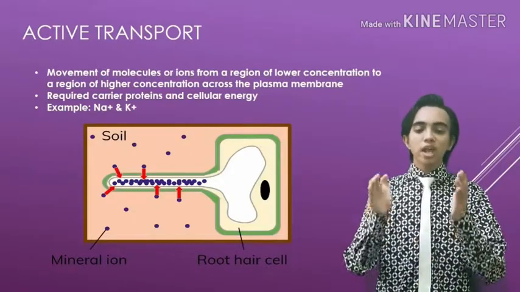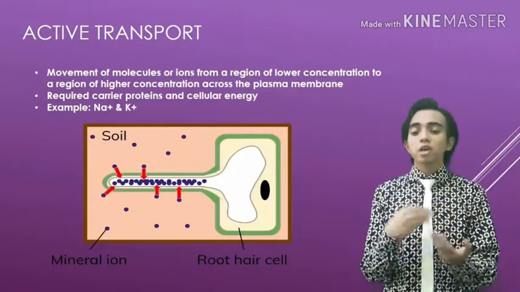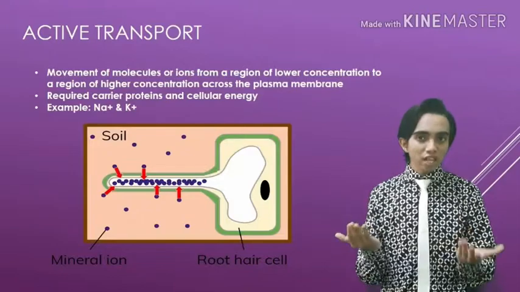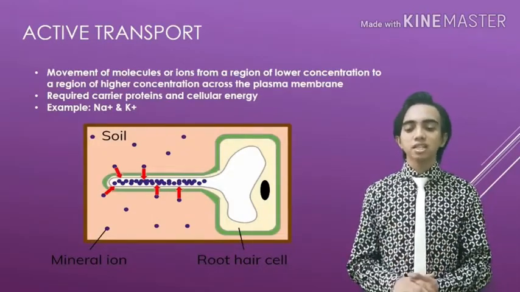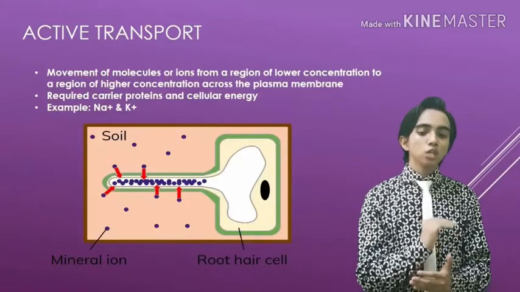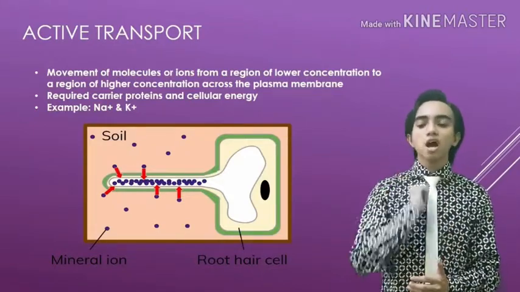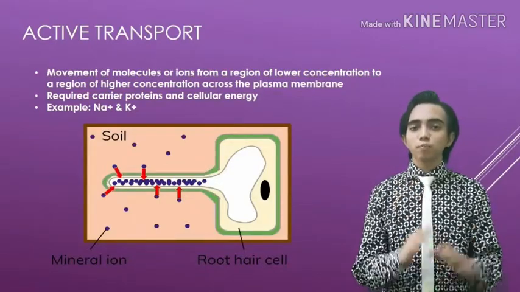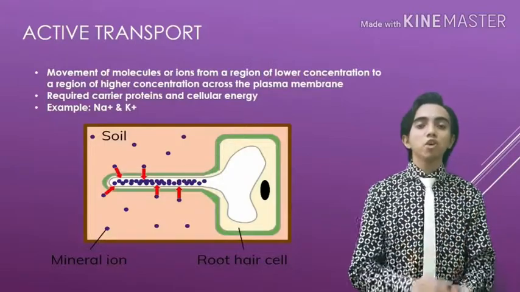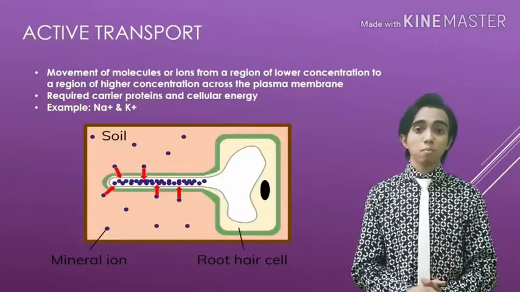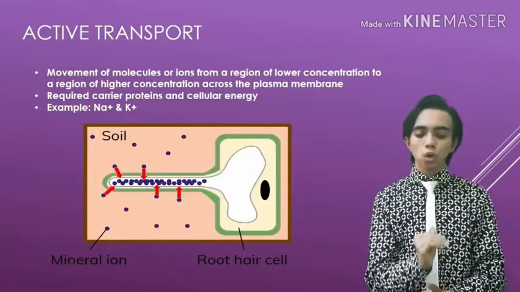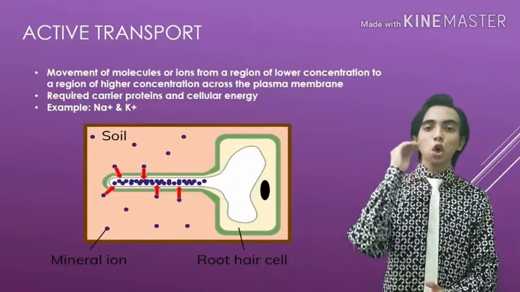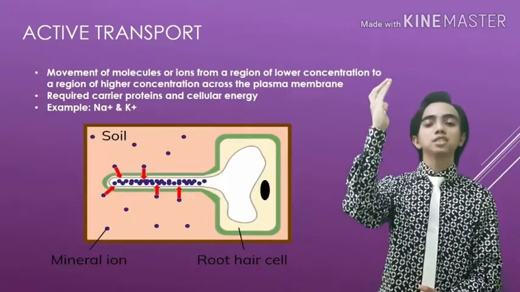Now we'll focus on active transport. So how can active transport happen? It happens when molecules or ions move from a region of lower concentration to a region of higher concentration across the plasma membrane. So it's actually different from passive transport. For passive transport, the substances only move across the plasma membrane from high concentration to low concentration. But active transport is against that, which is from low concentration to high concentration.